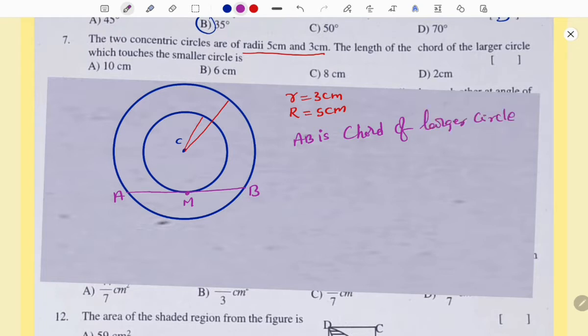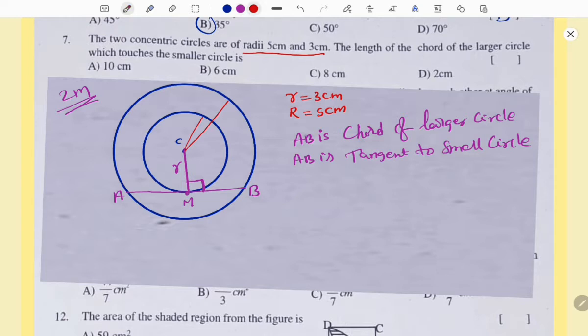AB is a chord. This is a 2 marks problem. Larger circle. Now that same AB is tangent to the small circle. Okay, now I hope all understand. Now from C to M I can join. Now what about this one? Radius. You know, radius is perpendicular to the tangent.